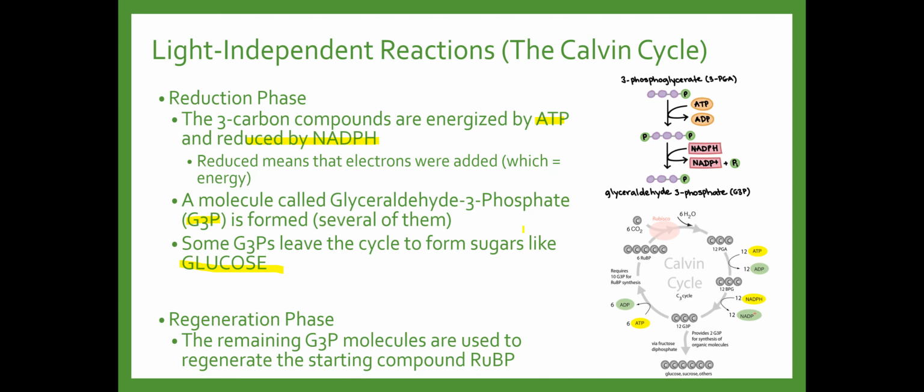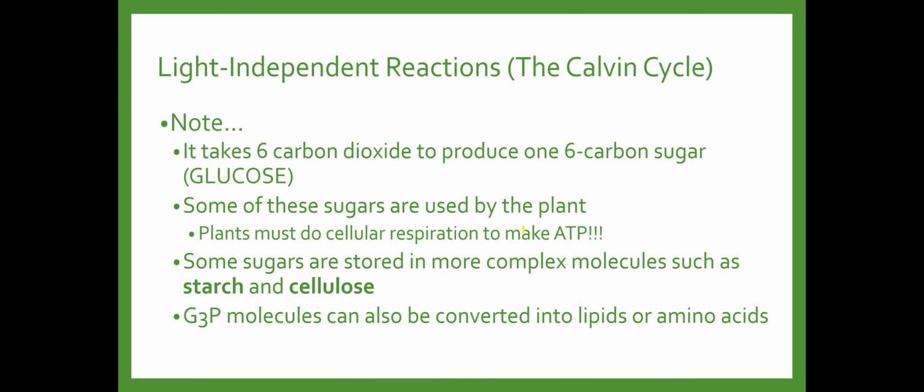What do you need to know more than anything? You need to know the final outcomes, what's going in, what's coming out. Now I do want you to note that it takes 6 CO2 to produce 1 6-carbon glucose. If you go back to that original reaction, 6 CO2 are needed to make 1 glucose molecule. Now, once the sugars are made, remember that plants have to do cell respiration. So once the sugars are made, the plants are going to use some. Some are going to be used by the plant, and then the rest are normally going to be stored by the plant.